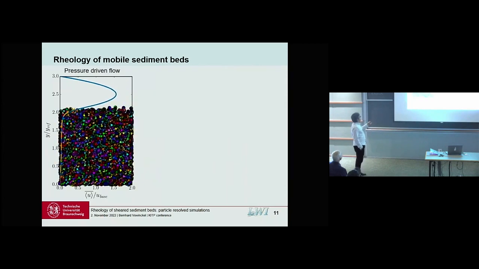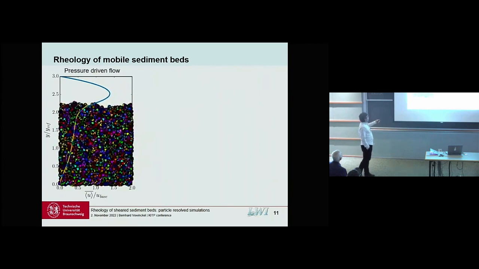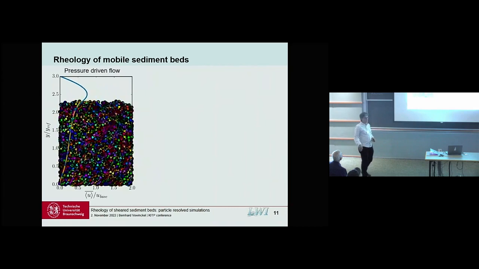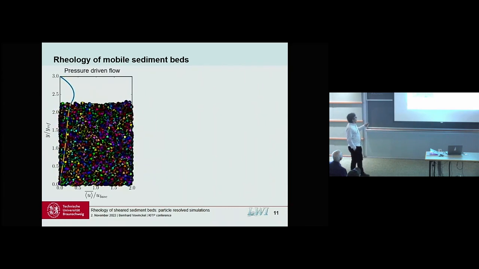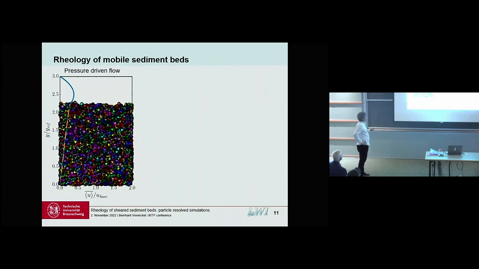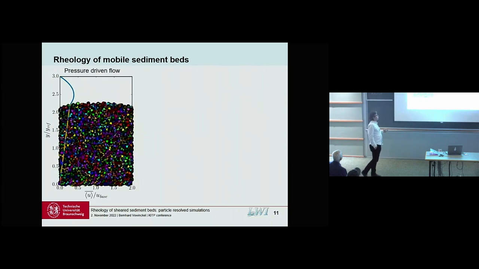We do exactly the same. We drive a pressure gradient in our channel, and then we have all those particles. We can compute the fluid velocity profile in terms of a horizontally averaged profile. We have the particle positions. We vary the flow rate to get different flow conditions. And then we can reconstruct the entire mu of J rheology framework from that.